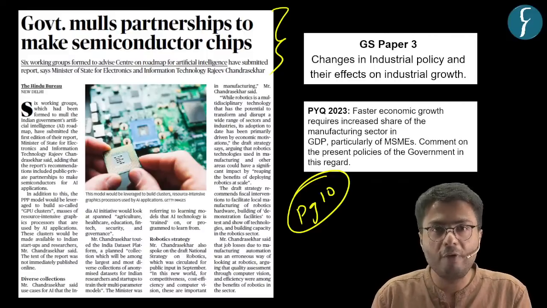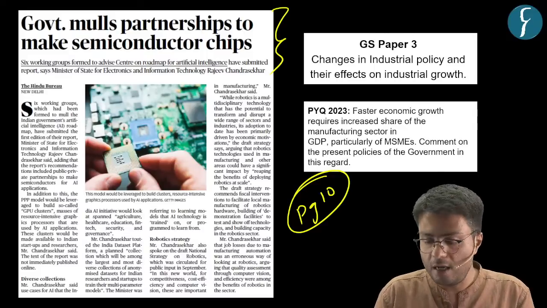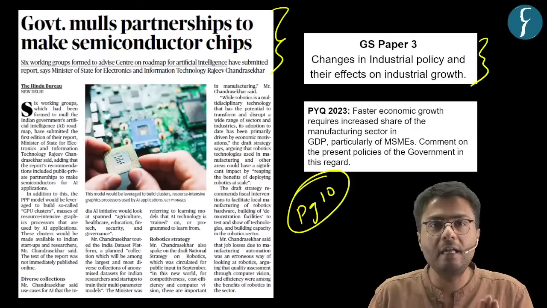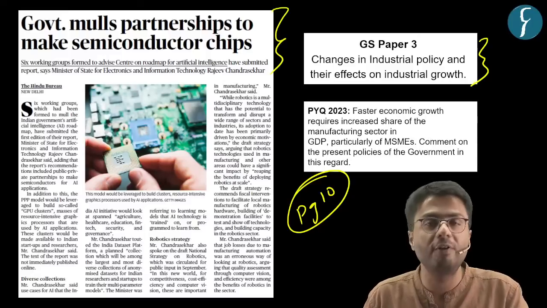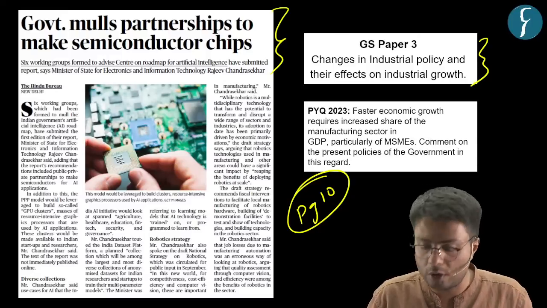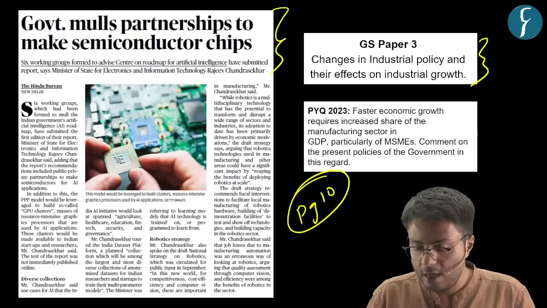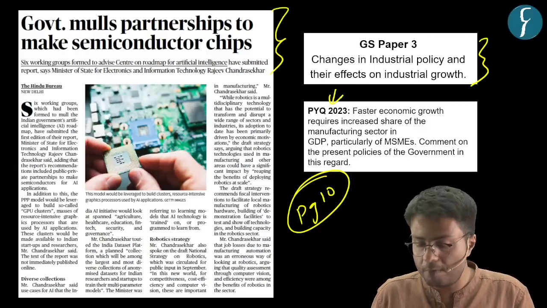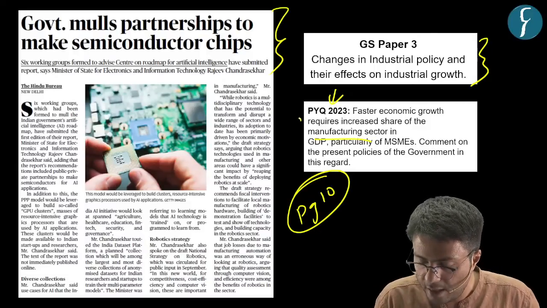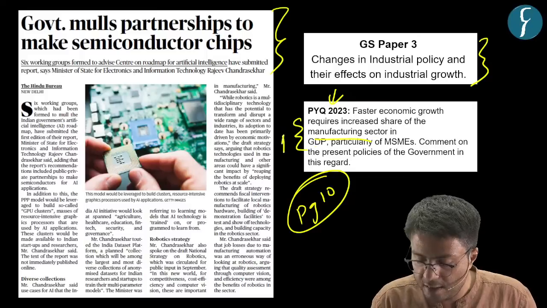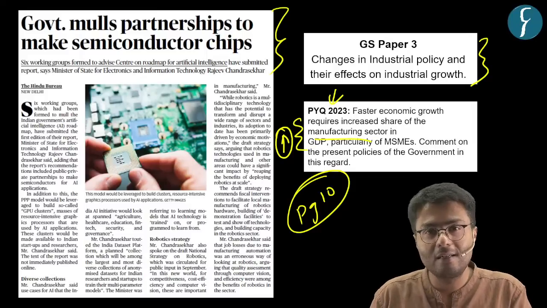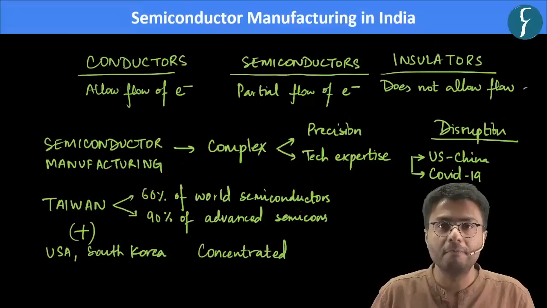Because manufacturing semiconductors in India involves changes in our industrial policy, and it also has a positive effect on our industrial growth. Whereas in the Mains of 2023 itself, a question appeared on the manufacturing sector and why there is a need to increase its share in India. Hence, let us start off with this article.